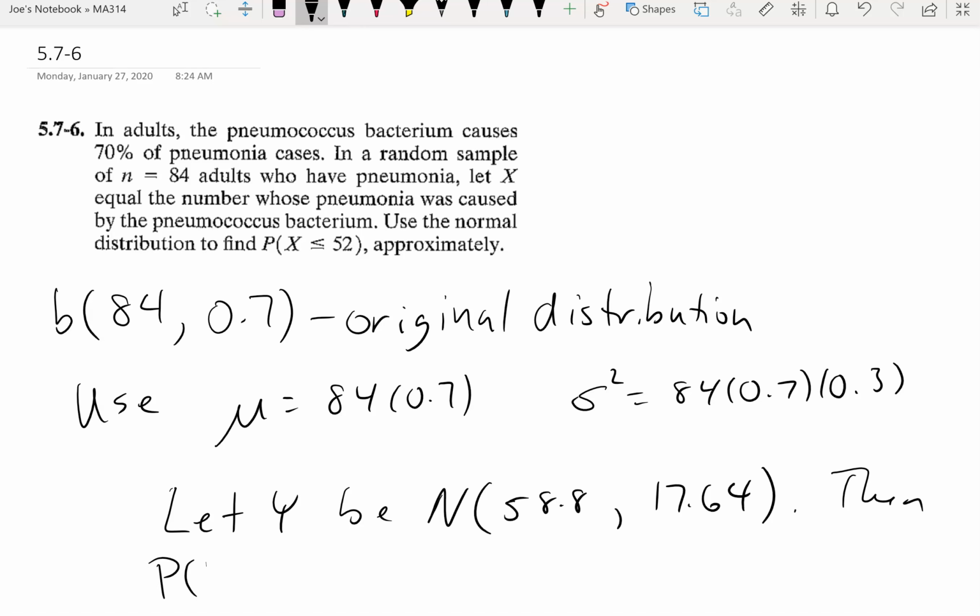Then the probability that X is less than or equal to 52 will be approximately equal to the probability that Y is less than or equal to 52.5.